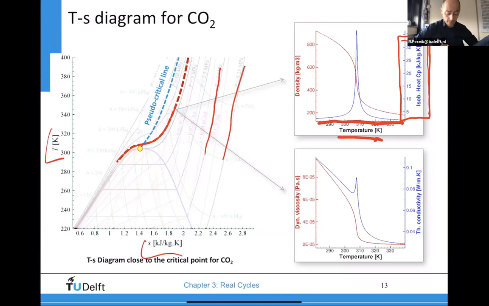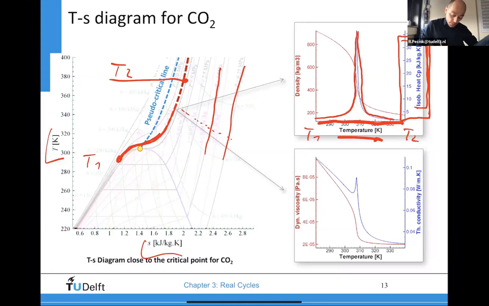Then Cp simply increases. But if the isobar is at a very high pressure, at a supercritical pressure, and now you start plotting from T1 to T2 along this line the isobaric heat capacity, what you will see, the blue line, is the isobaric heat capacity. It makes something like that. So it's a strong non-linear function of Cp.